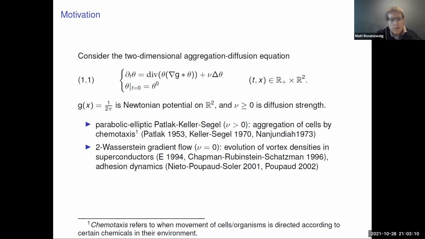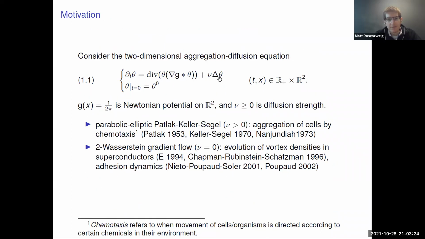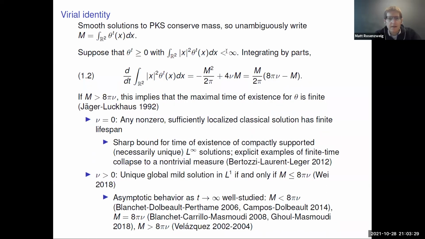So why am I interested in this equation? Well, let me explain. Let's just consider smooth solutions. And when I say PKS, I'm going to refer to just (1.1). So I'm going to allow nu to be equal to 0 here. They conserve mass. It's a short calculation to check that. So I can unambiguously denote the mass of the solution by m. And suppose I have some non-negative solution. Theta is supposed to denote a density, so that physically makes sense. And I'm going to assume that it has finite second moment here.